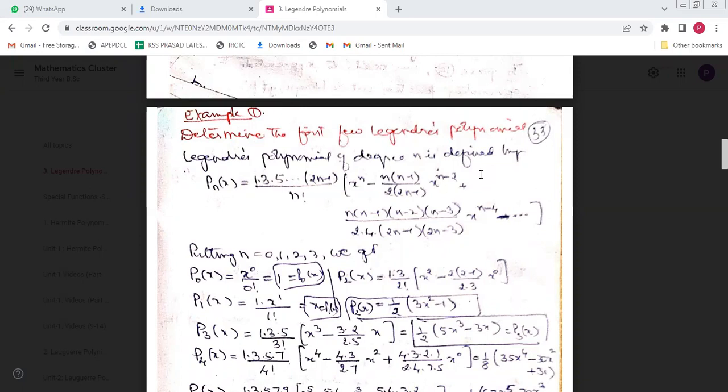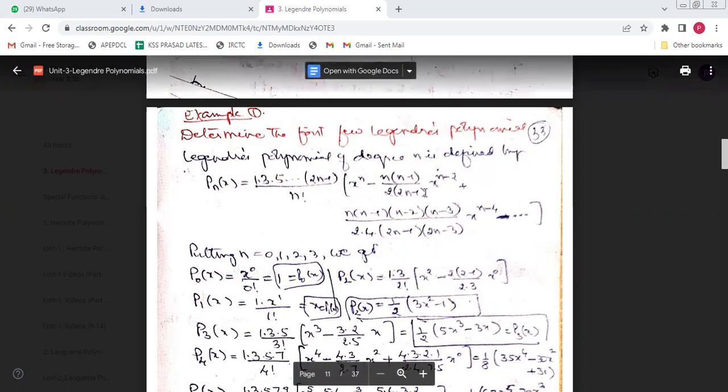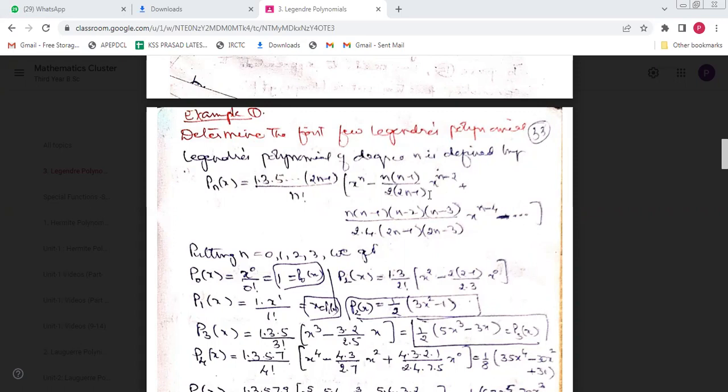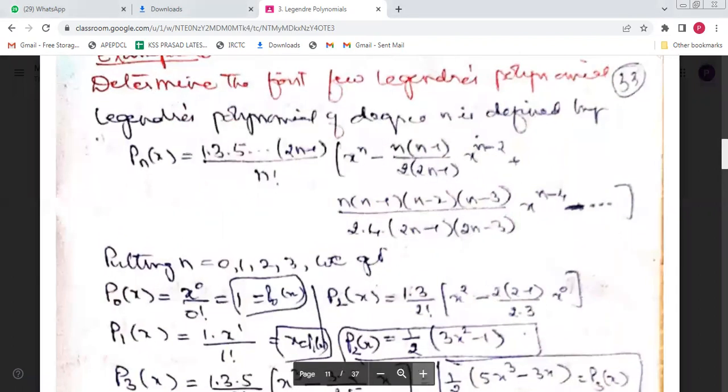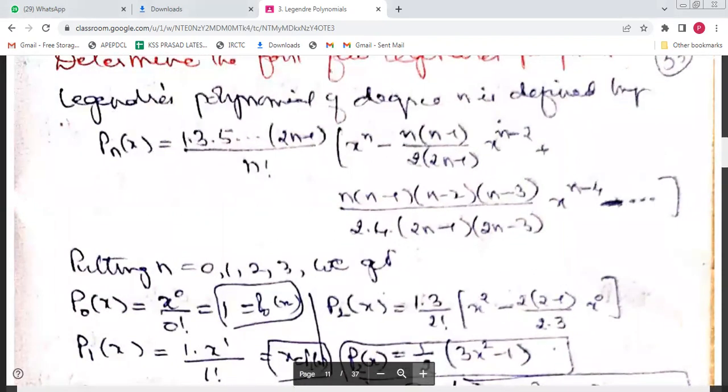Legendre polynomial of degree n is defined by Pn of x equal to 1 into 3 into 5 into etc. 2n minus 1 divided by n factorial, into x power n, minus n into n minus 1 divided by 2 into 2n minus 1 times x to the power of n minus 2, plus n into n minus 1 into n minus 2 into n minus 3 all divided by 2 into 4 into 2n minus 1 into 2n minus 3 times x to the power of n minus 4.